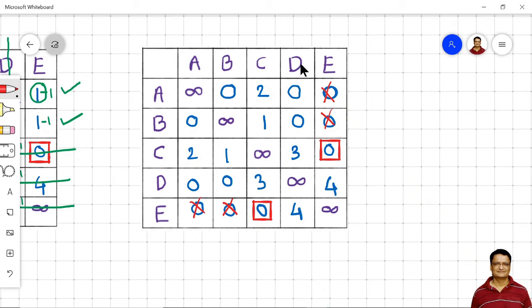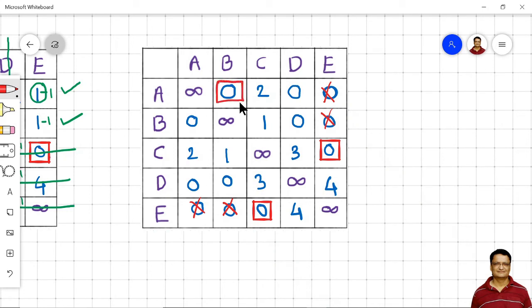Now again if you go to this row D, there are 2 zeros, and here there are no zeros. There is already one allocation. Now as there are no rows or columns with only 1 zero remaining for the allocation, we will select this particular row with 2 zeros for making allocations, and randomly we will make allocation at this point.